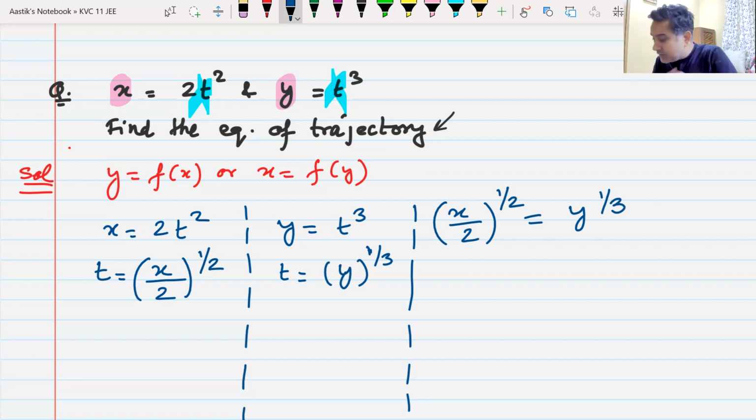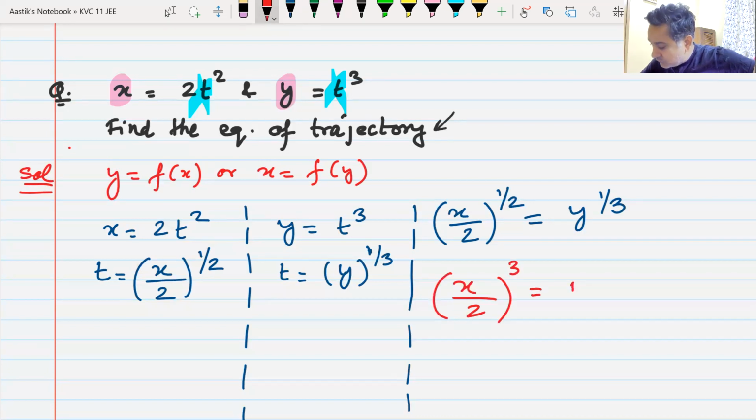Now it may not look very good in this way. So I raise everything to the power of 6, because 6 is the LCM of 2 and 3. If I raise everything to the power of 6, the equation that I have is (x by 2) cubed is equal to y squared. And you can write this equation in this form, or you can write it in the previous form. This is x as a function of y, or y as a function of x, no matter how you look at it. This is the equation of trajectory in this case.